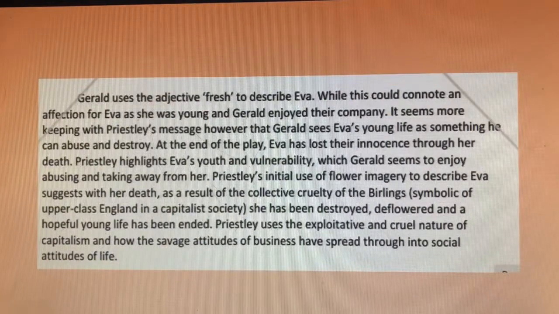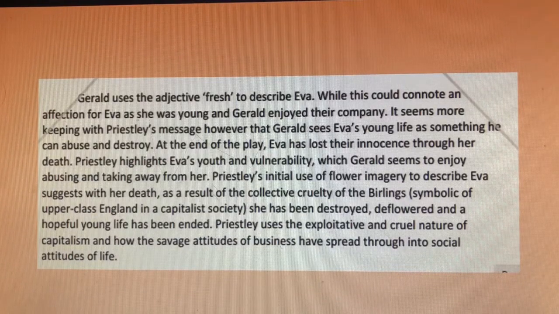The last paragraph. Gerald uses the adjective "fresh" to describe Eva. This could connote an affection for Eva as she was young and Gerald enjoyed their company. Notice this candidate is focusing a lot on Gerald. The candidate clearly thinks that this is a really good character to focus on, simply because Gerald describes Eva the most, so there's much more to say about Gerald and Eva than there is perhaps Eric and Eva.